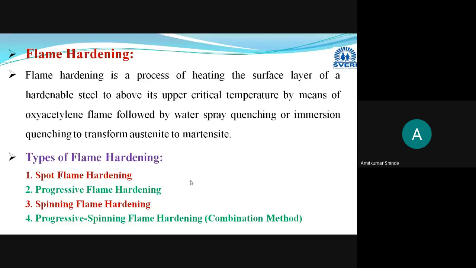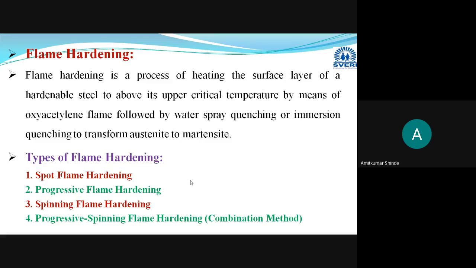In the previous lecture, we completed surface heat treatment processes that change the composition. In that, we studied carburizing, then nitriding and carbonitriding. We studied these processes along with their procedure, their different types, and their applications.